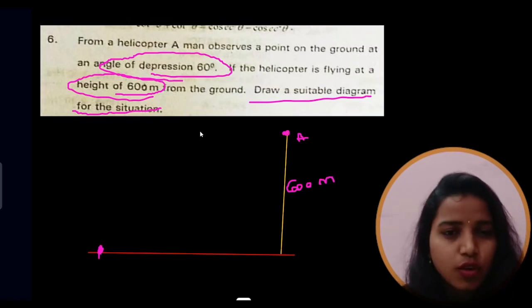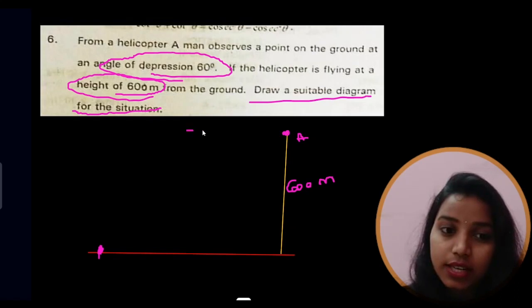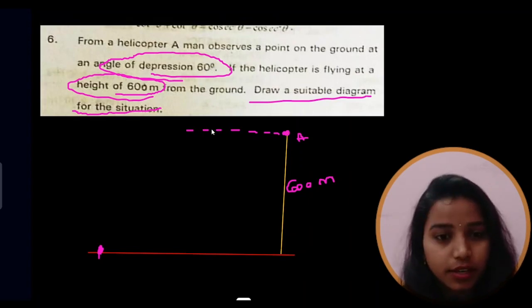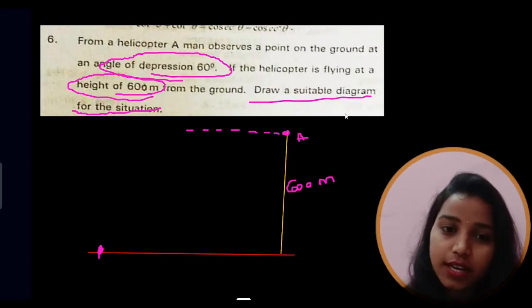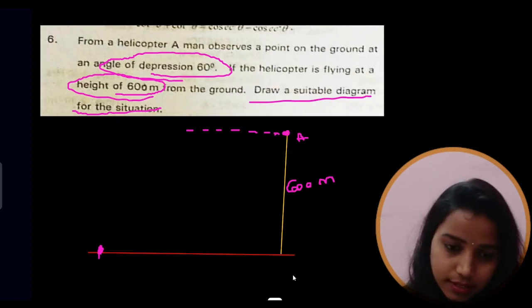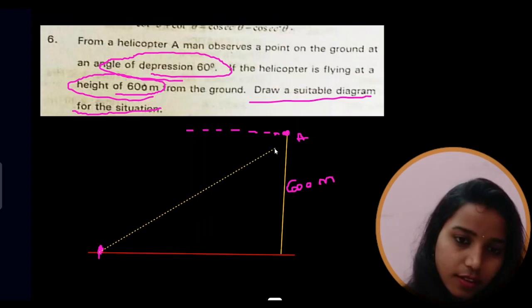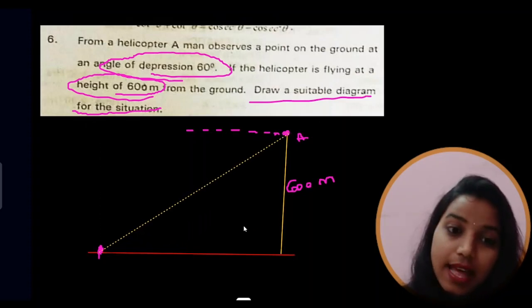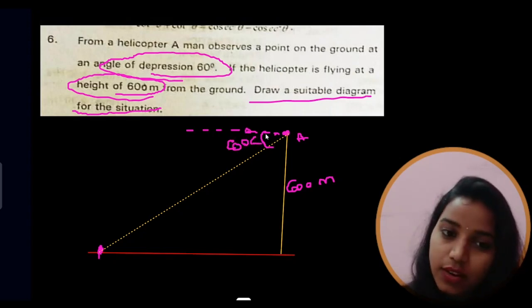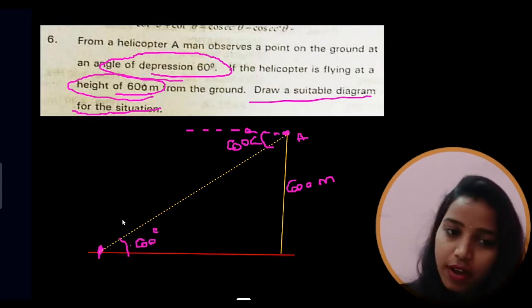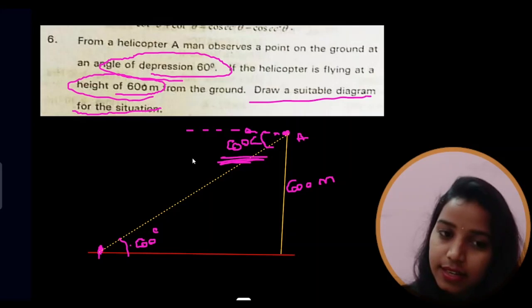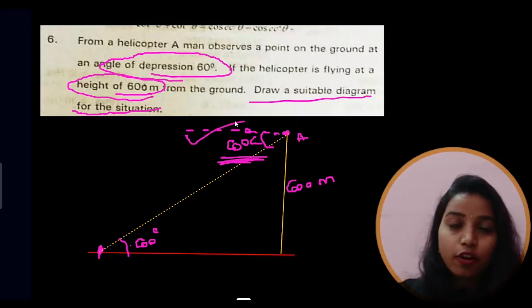When it comes to angle of depression or angle of elevation, we generally take it from the line of sight. This is the line of sight of the person, but angle of depression means it is below the line of sight. So it looks like this. This is the angle of depression, 60 degrees. But this angle is also equal to this one, 60 degrees. So you need to mention it correctly. This is the main point of drawing the diagram.